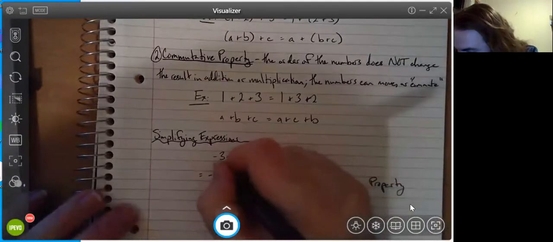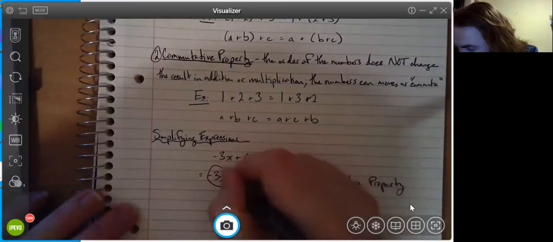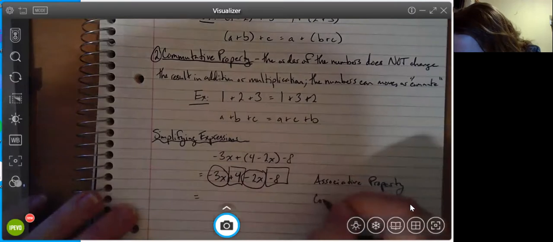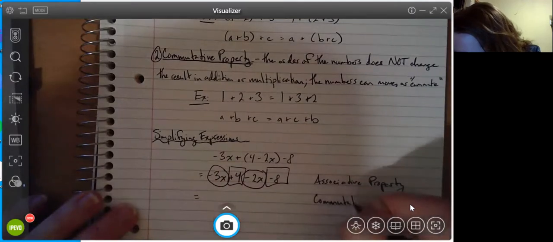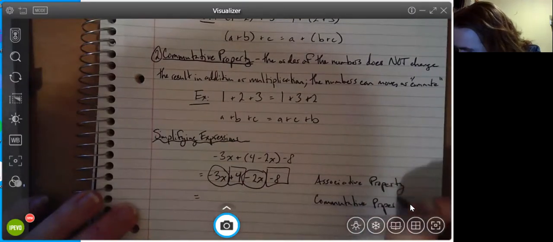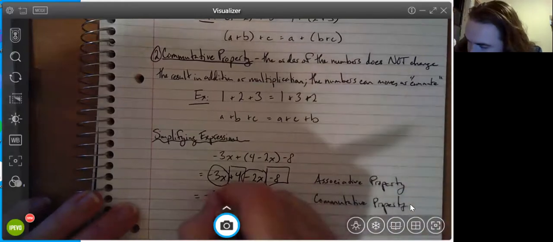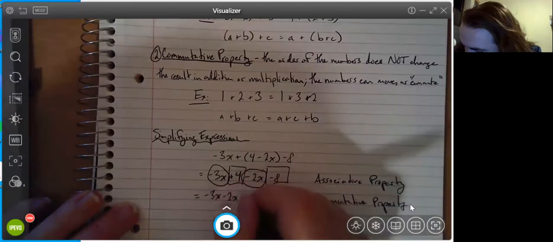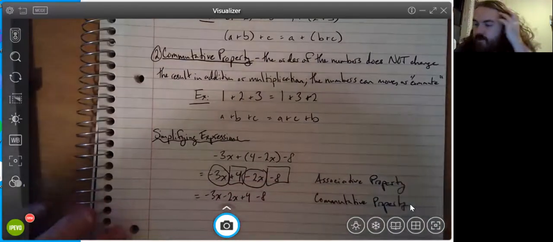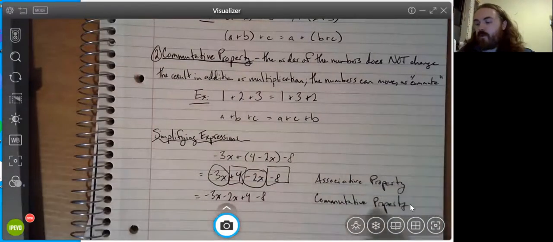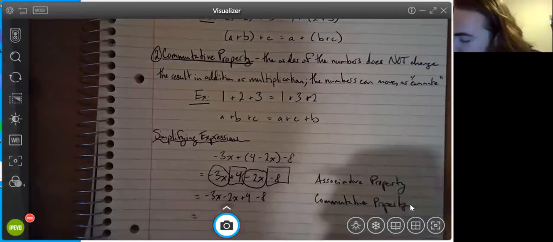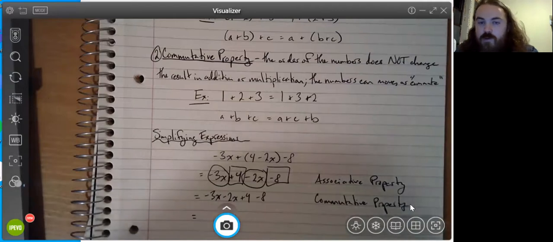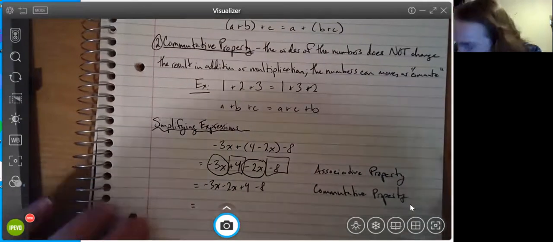So I can identify my like terms with my circles and my boxes. So I do. And I can rearrange them using the commutative property. So now I have negative 3x minus 2x, I have another minus with it, plus 4 minus 8. Again, I rearranged it because of the commutative property. Now, our last step is simply going to be following what we always do, combining like terms.